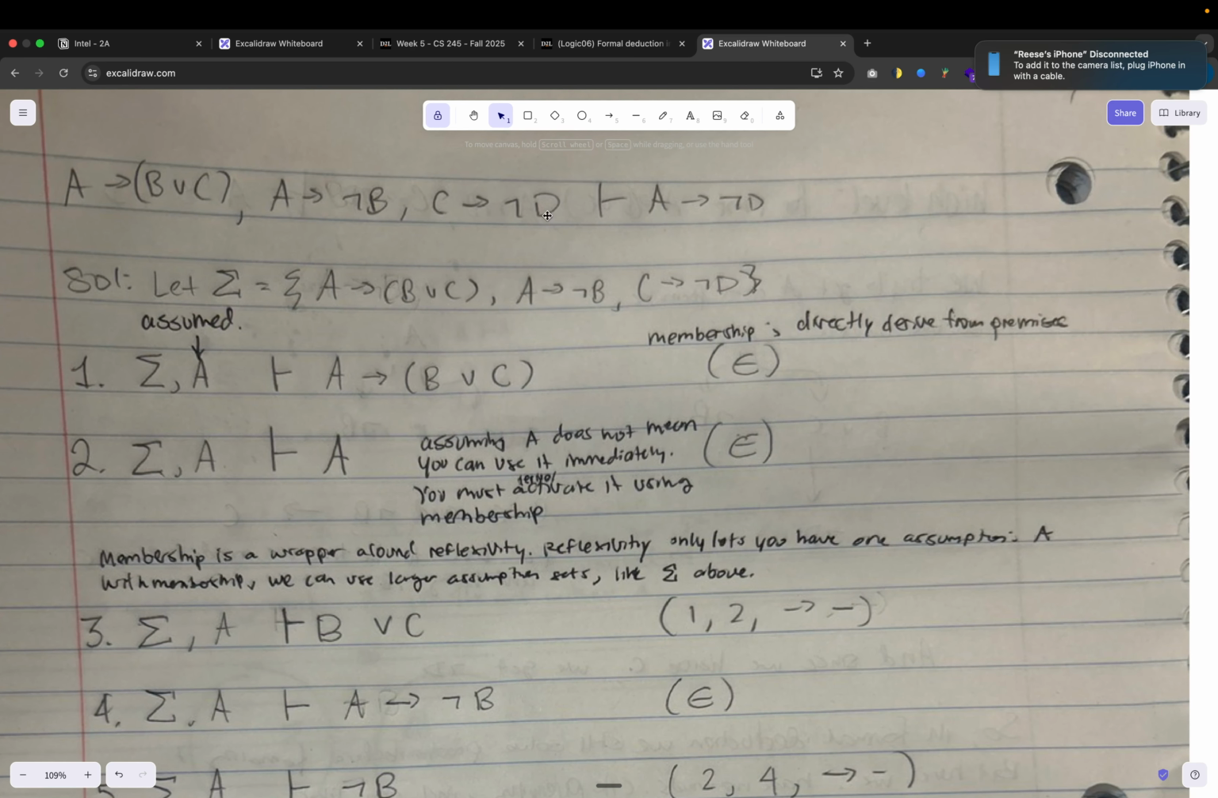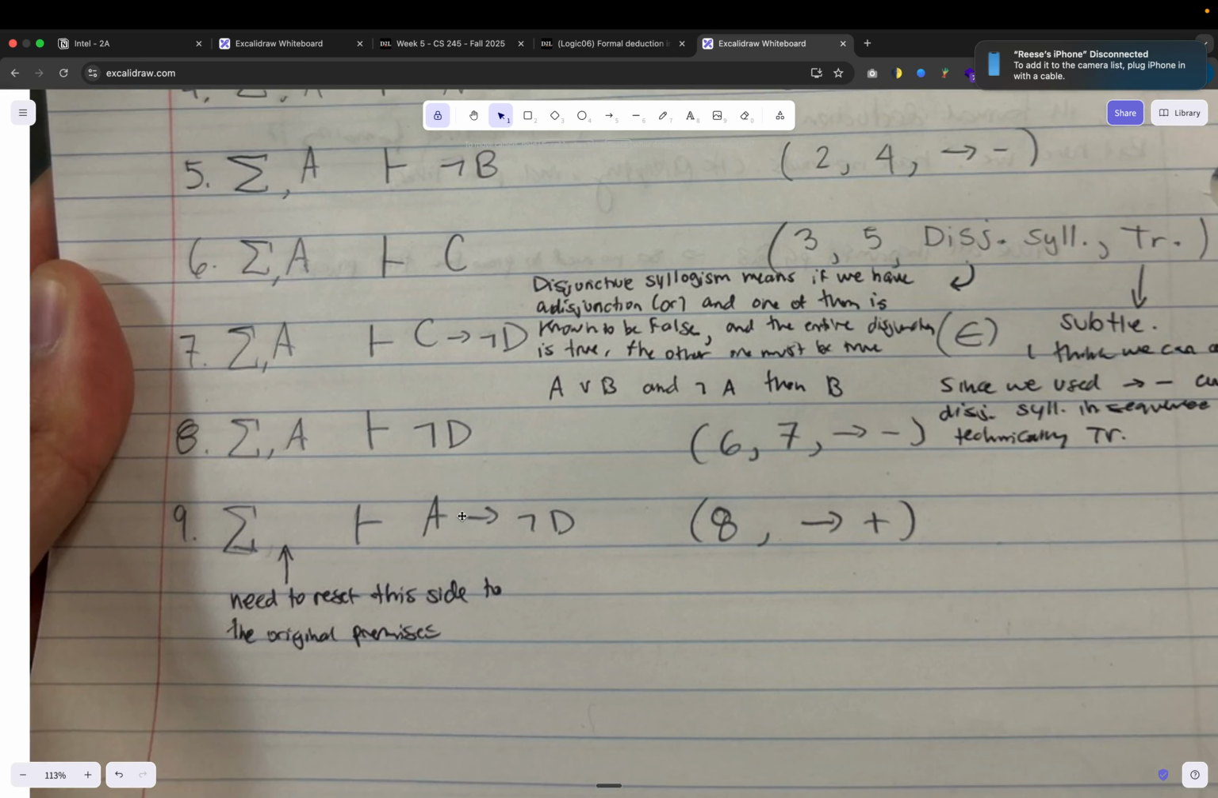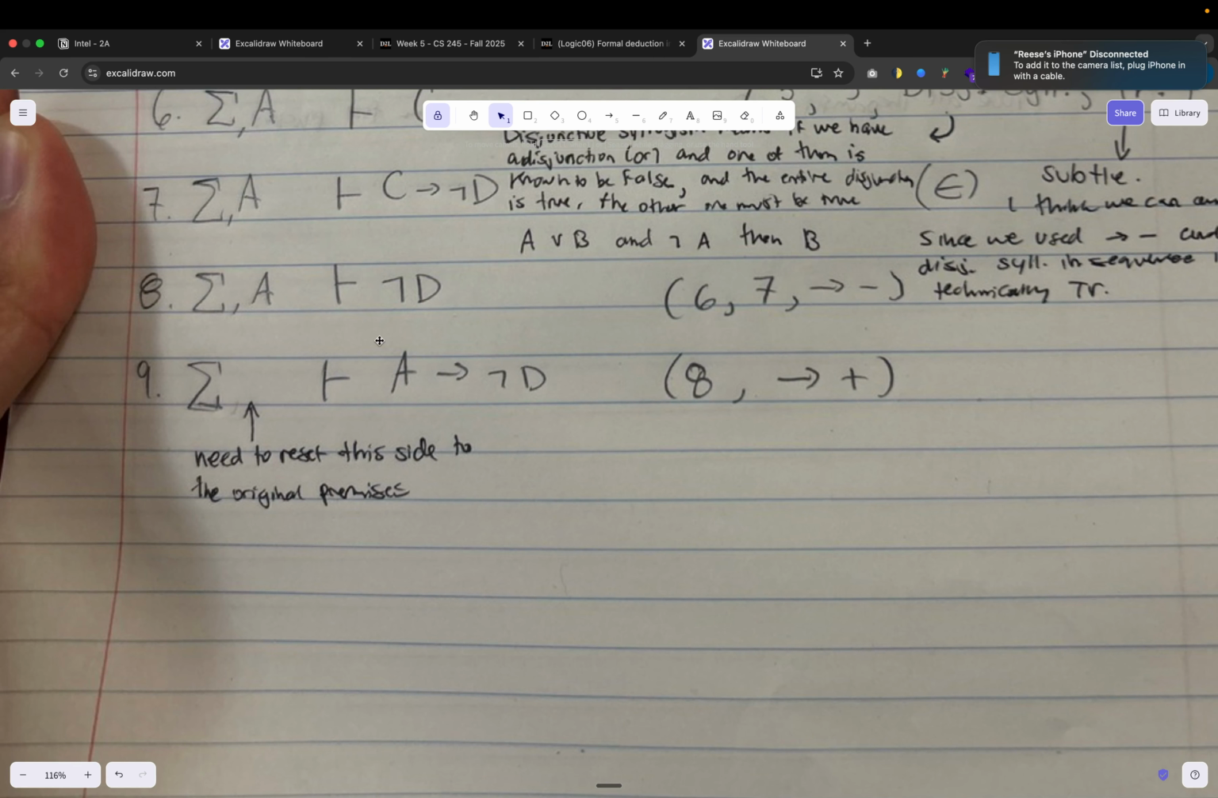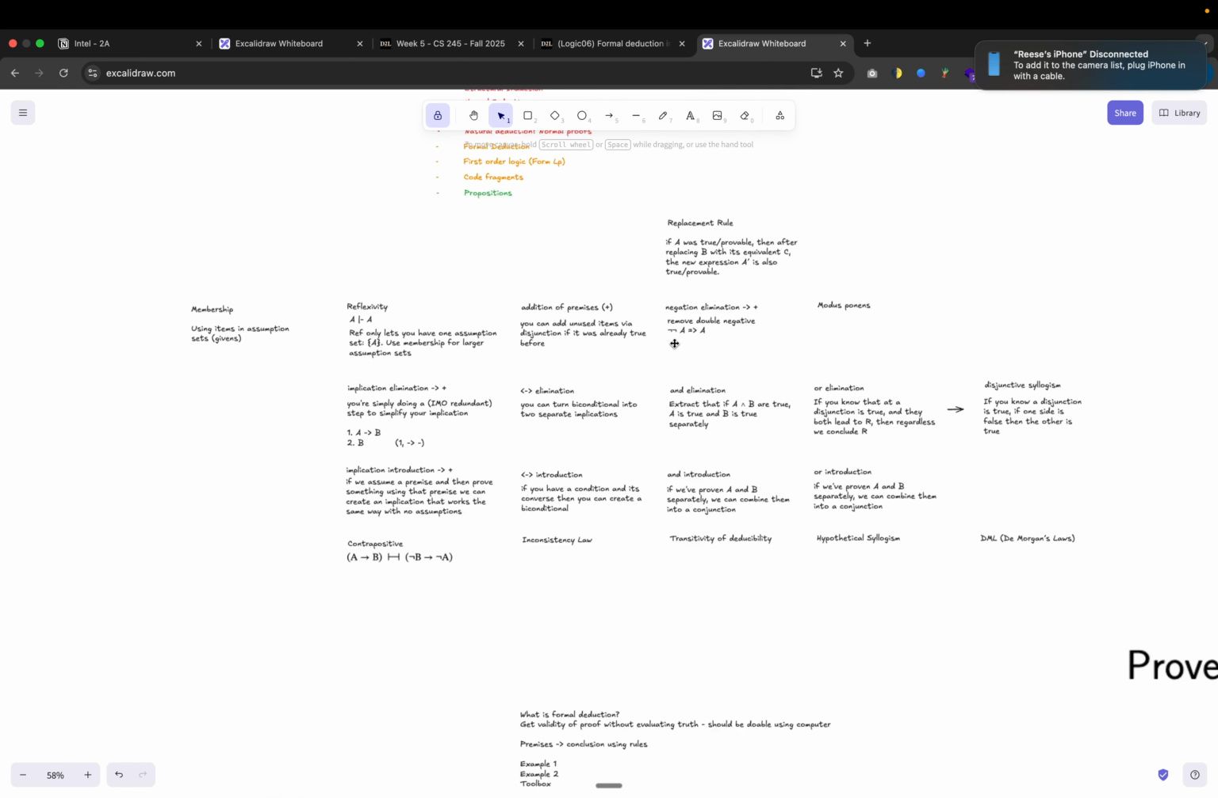Now, we use membership to pull out C implies not D. And then we use the fact that we have 6, 7 to remove the implication and get not D. Now, last but not least, we have A here. We did not start with A. We started with sigma and sigma only. So we want to get rid of that. Well, we're going to use implication plus to move it from this side to this side. We have A implies not D. And so this comment is not fully correct. We do need to reset it, but we're just getting to the conclusion. I don't stand by what I said there anymore.